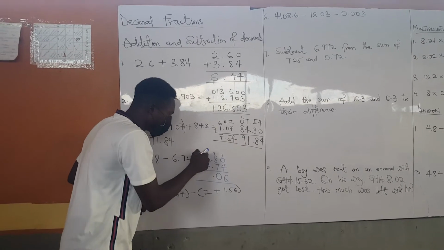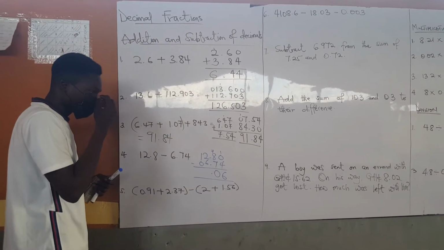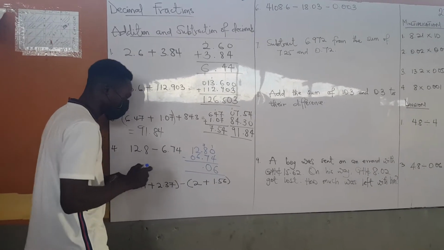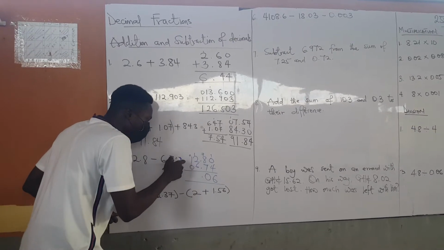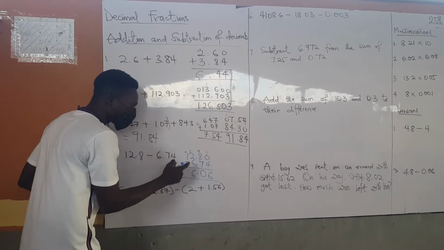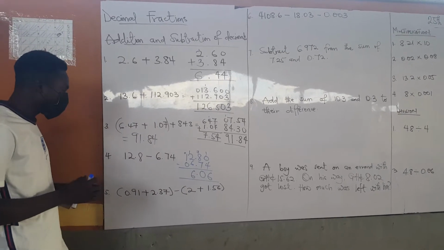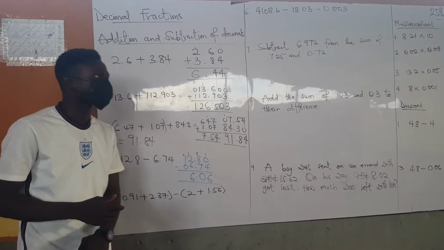Now we have here 2 minus 6. It is not possible. So we are also going to borrow from 1, and this will be 12. So 12 minus 6 will give us 6. 0 minus 0 is 0. So the answer for this is 6.06.